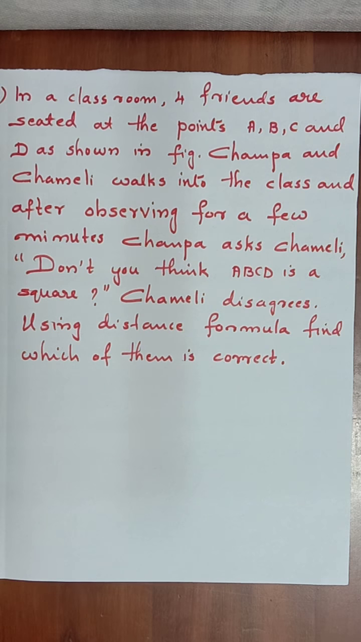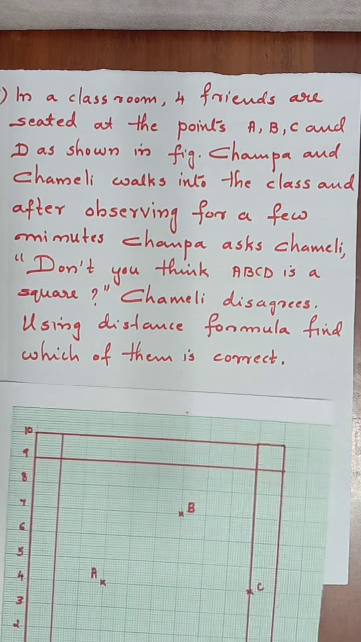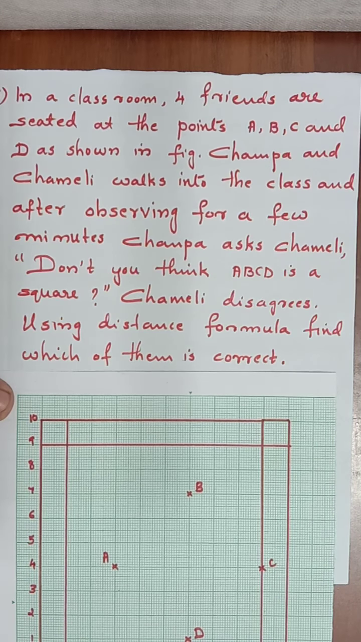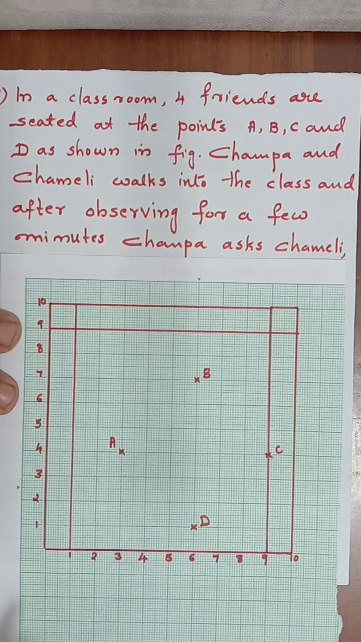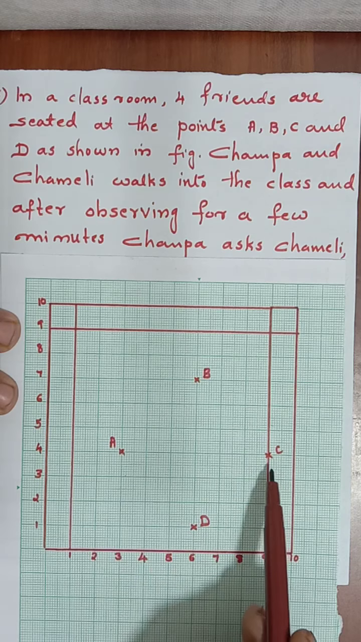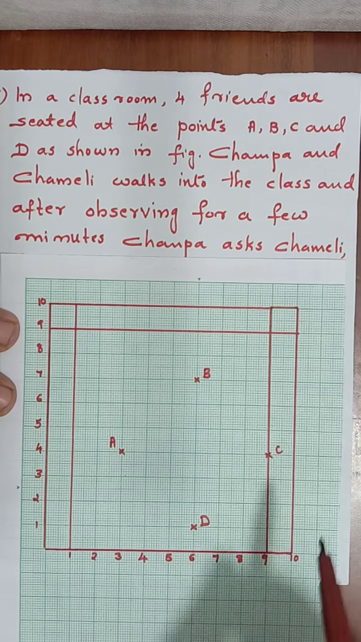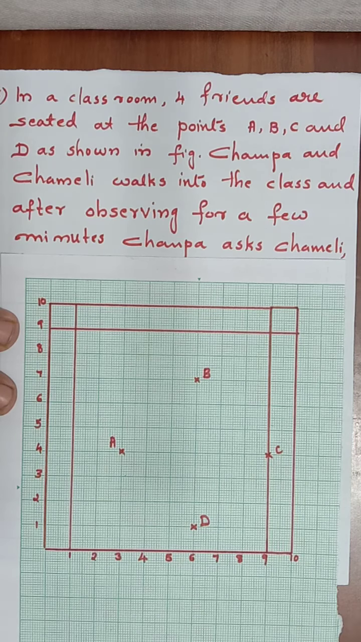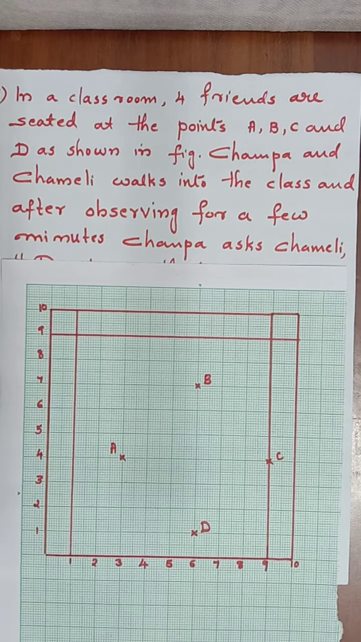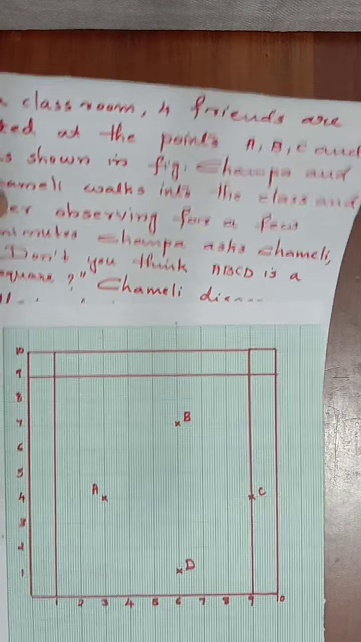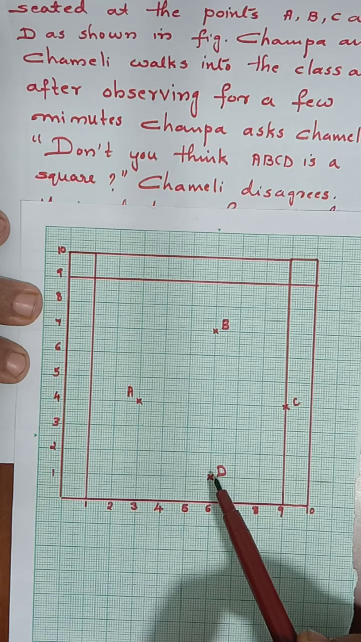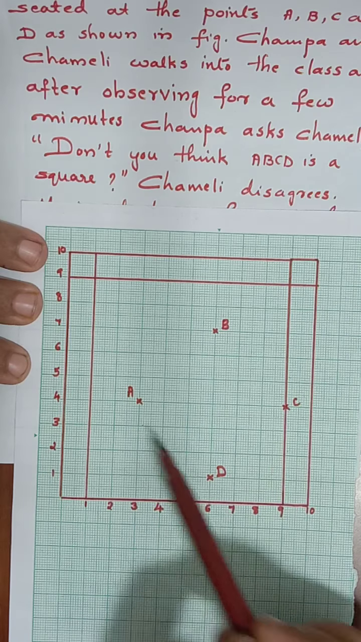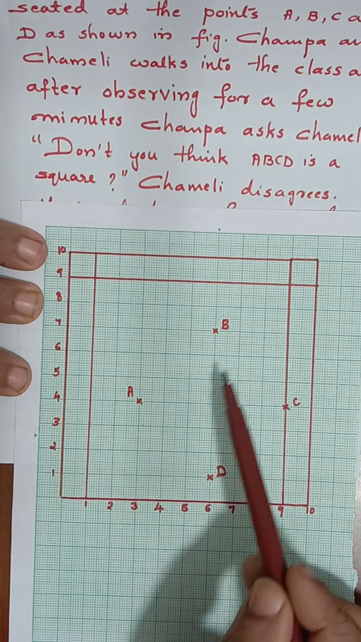Let us discuss fifth question. In a classroom, 4 friends are seated at the points A, B, C and D as shown in figure. I'll show you the figure. This is how it is. In graph you can see the figure. Chamba and Chameli walk into the class, and after observing for a few minutes, Chamba asks Chameli, "Don't you think ABCD is a square?" By seeing this seating arrangement, she is asking Chameli that, is ABCD a square? Are they sitting in a square form?